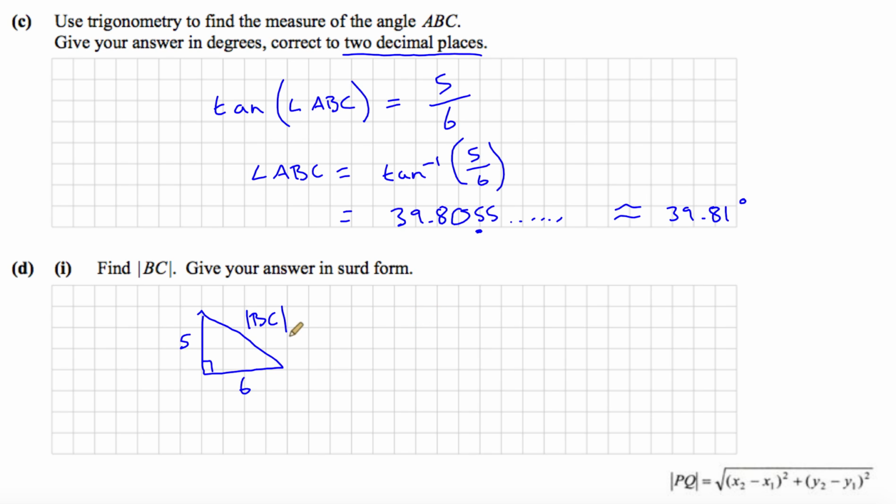Pythagoras says that the square of the hypotenuse, so BC squared, will be equal to 5 squared plus 6 squared. So that leaves me with BC squared is equal to 25 plus 36, which is 61. Well, if BC squared is 61, well then BC, what we're looking for, will be the square root of 61.